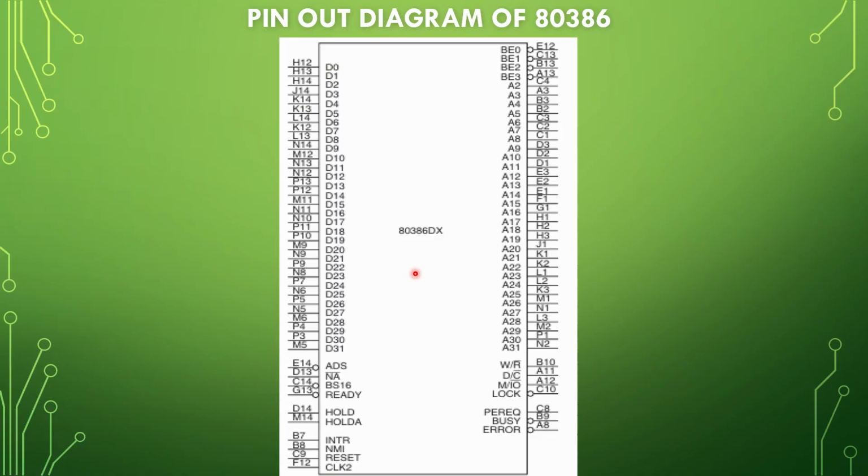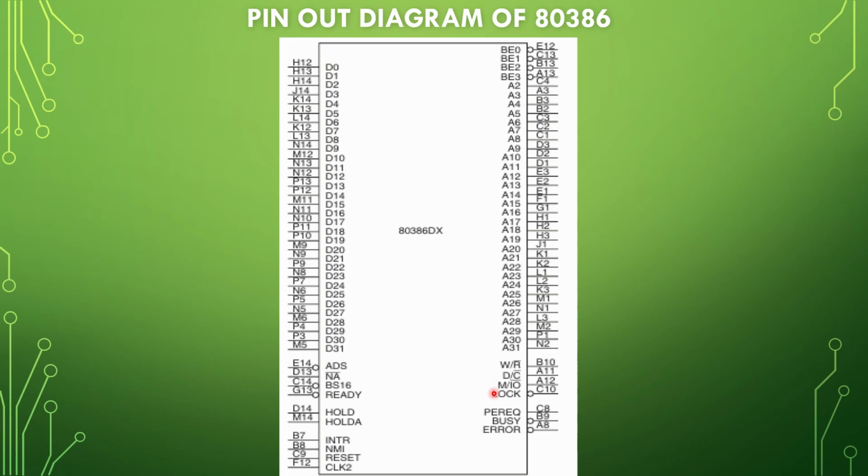The control and status signals include W/R bar, which indicates a read or write cycle. Whenever this W/R bar is equal to 1, it corresponds to a write operation. Whenever it is 0, it corresponds to a read operation. Then comes D/C bar, that is data/control. This distinguishes whether the signal is a data or control signal.